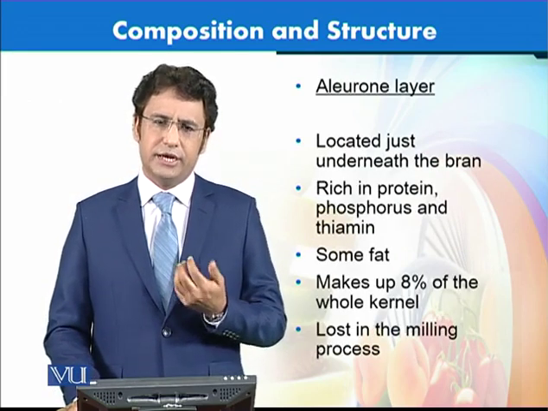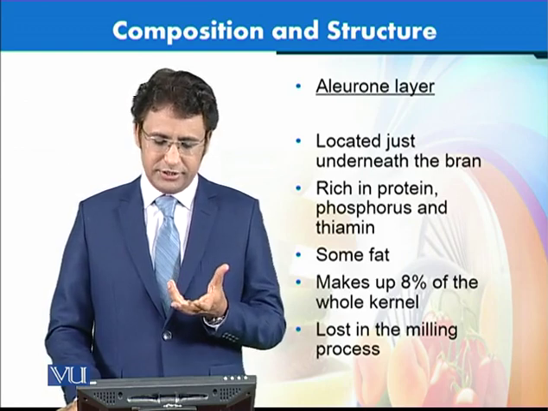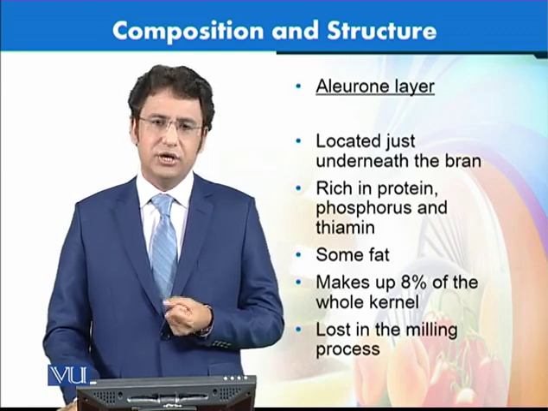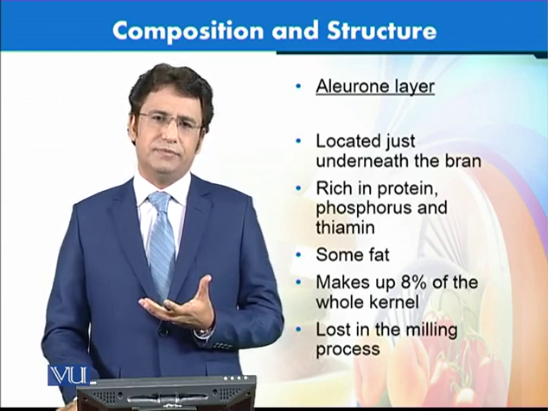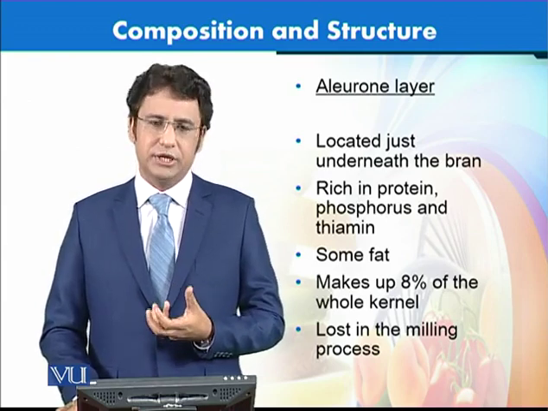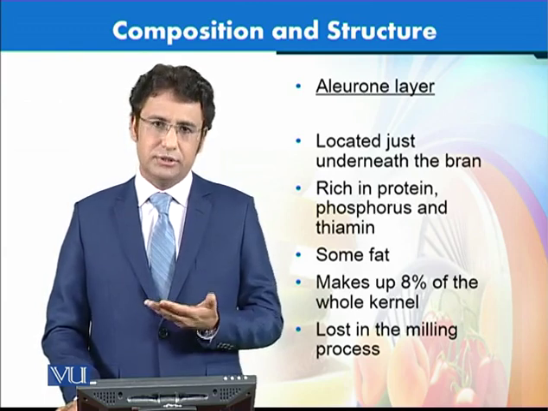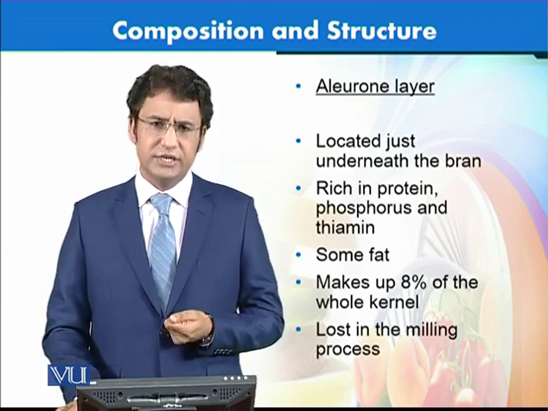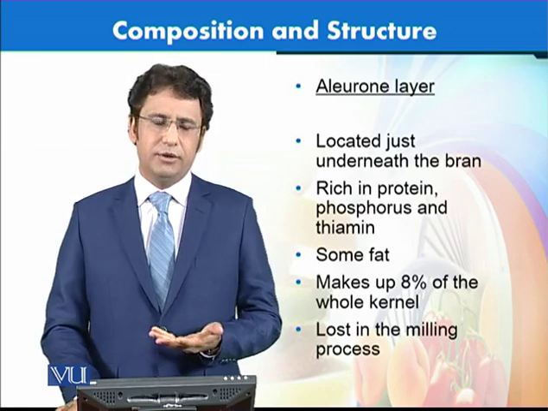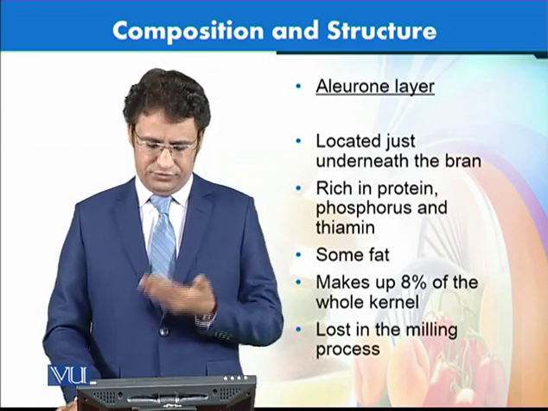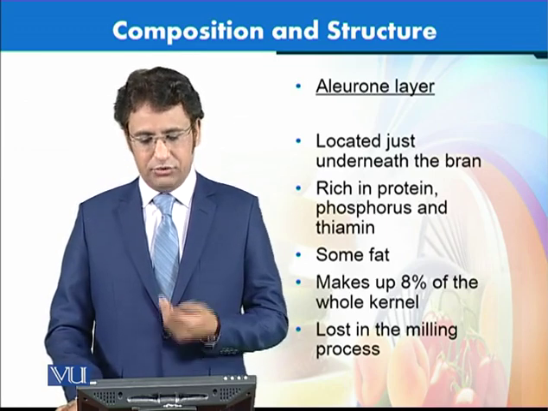Aleurone layer is another layer that is beneath this bran component of the cereal grains. It is around 8% of the weight of the kernel. If we talk about the compositional part of this, it is rich in protein, it's rich in phosphorus and thiamine. So this is a nutritionally highly important component of a grain. It is also, again, lost during the milling process. May not be entirely, but it would depend upon the kind of milling operation that would decide how much aleurone is actually lost or retained by the final product.